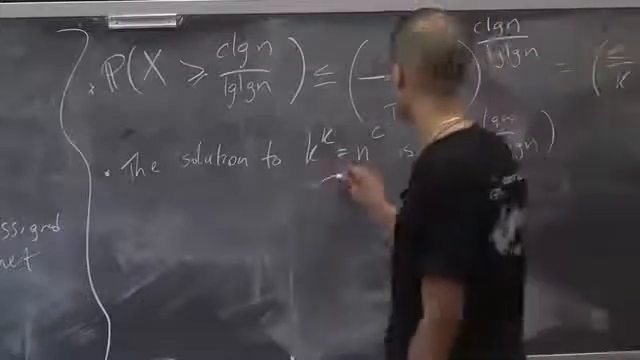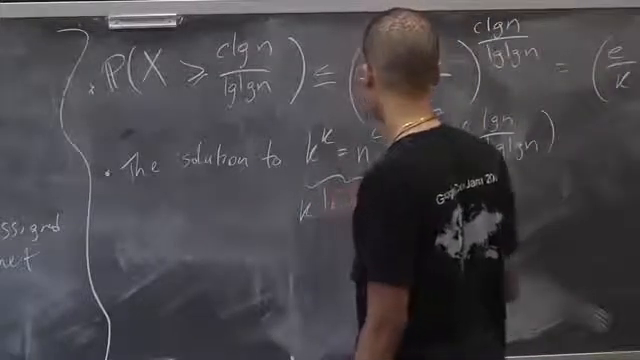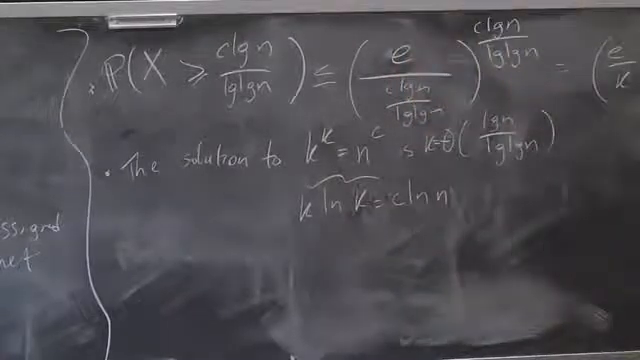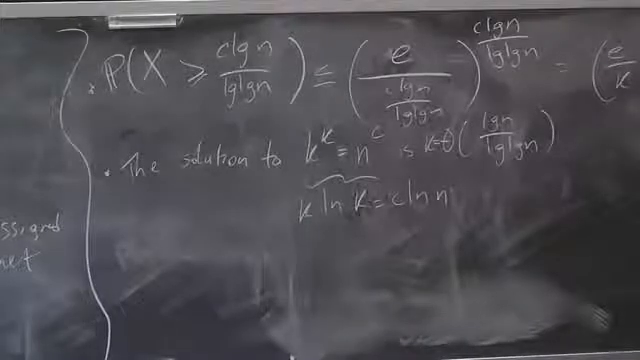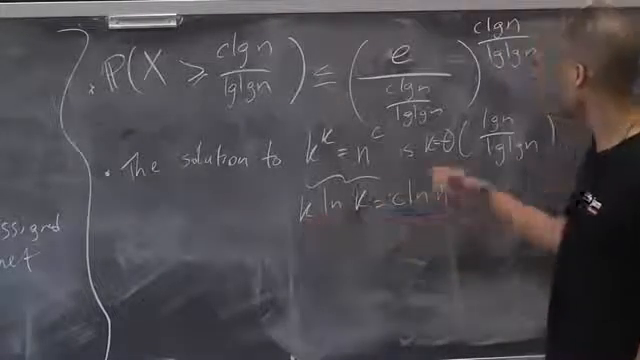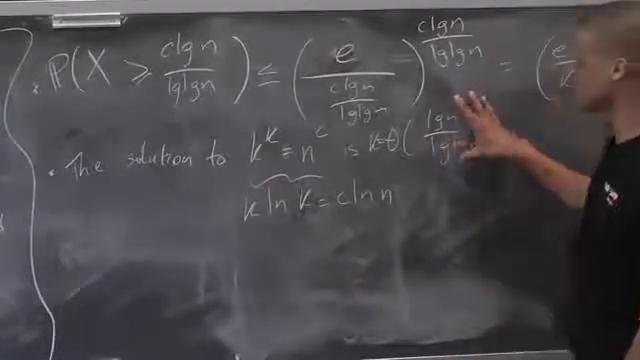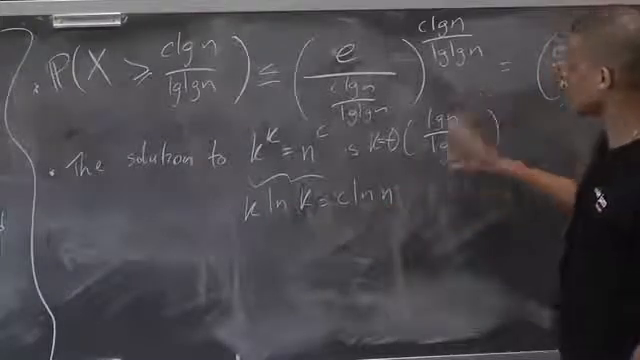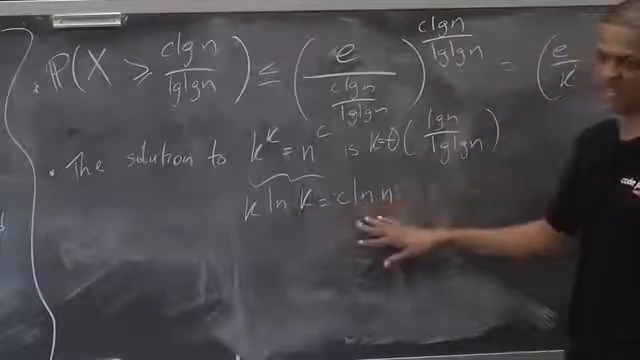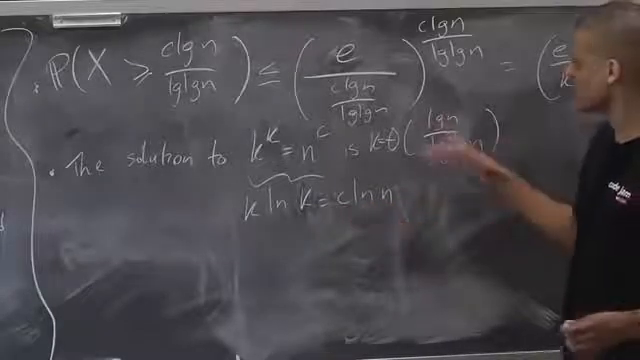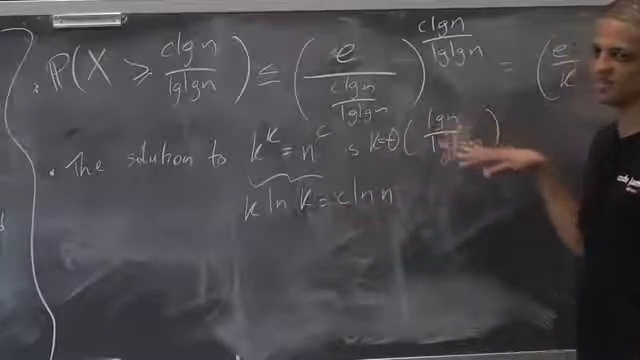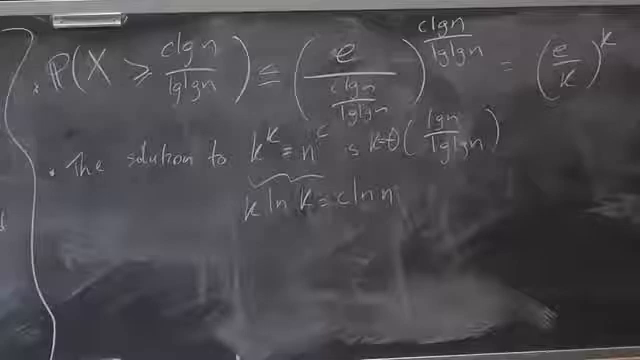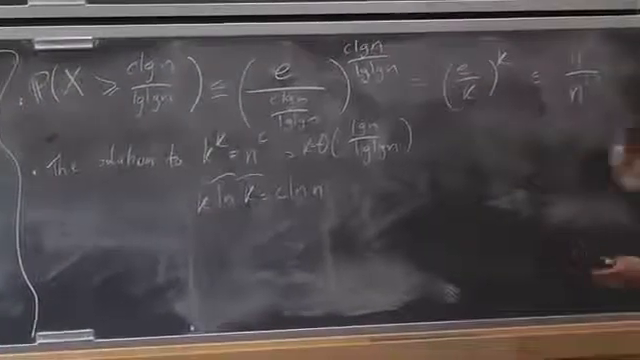Take log. So this says k log k is equal to c log n. Okay, and if you pick k to be a small constant times this, then you'll see that basically this will be too small. If you pick k to be a large constant times this, you'll see that k log k will be too big. So the right answer is that k is somewhere in this vicinity. And this is at most 1 over n to the c prime. Okay.